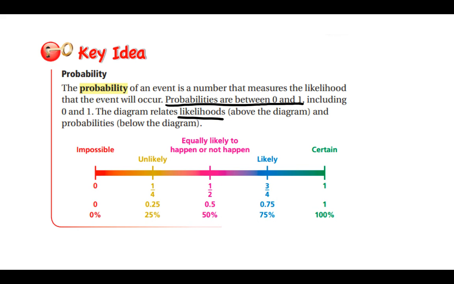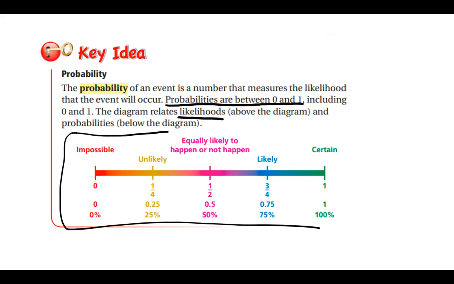So the diagram below relates to the likelihoods. Okay, so you are going to need to write this down, this whole chart down that is boxed in, because you're going to be using it on the big ideas homework. So impossible means it's at 0%. Unlikely is either 1/4, 0.25, 25%. Now remember, all three of these numbers mean the same thing.